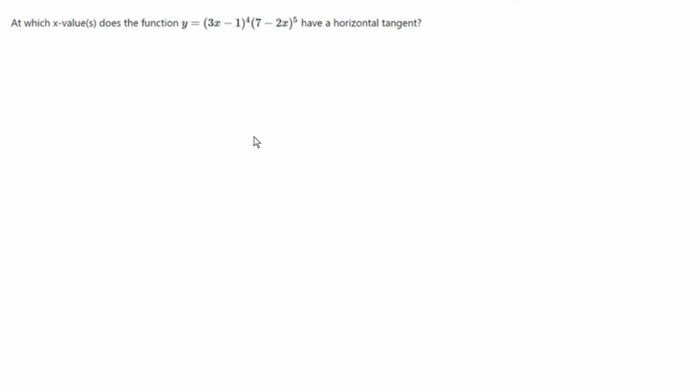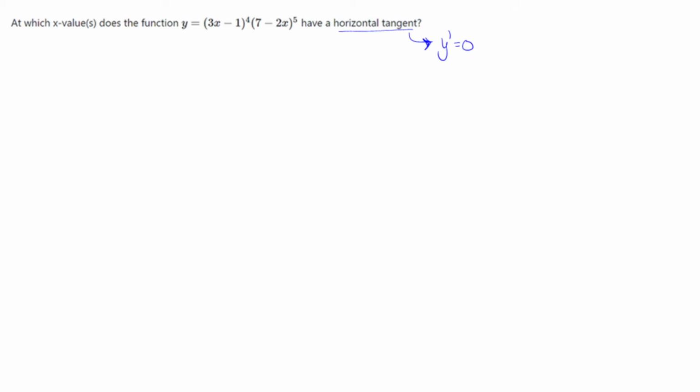At which x values does y equals (3x minus 1) to the power of 4 times (7 minus 2x) to the power of 5 have a horizontal tangent? So our approach in this question is going to be to find the derivative of the following function. Once we have the derivative, we're going to set the derivative y prime equal to 0, because a horizontal tangent has a derivative of 0. Then we're going to solve it for the x values at which the derivative is 0.